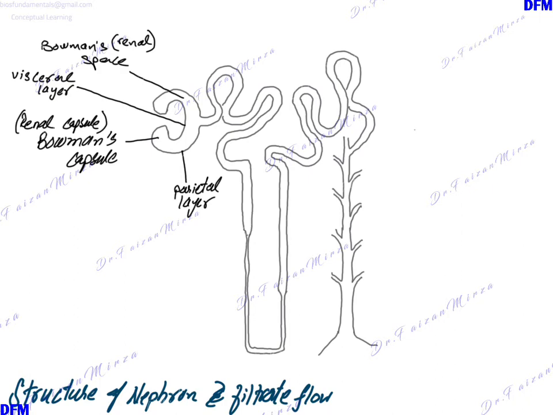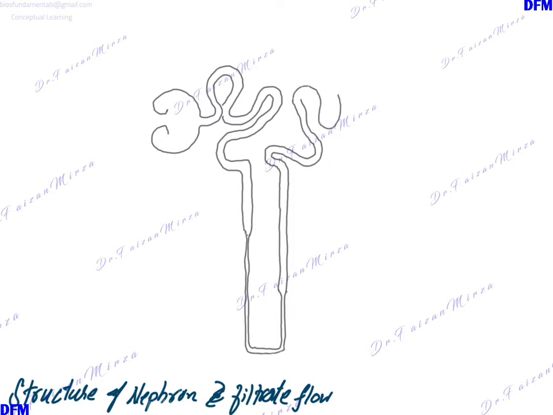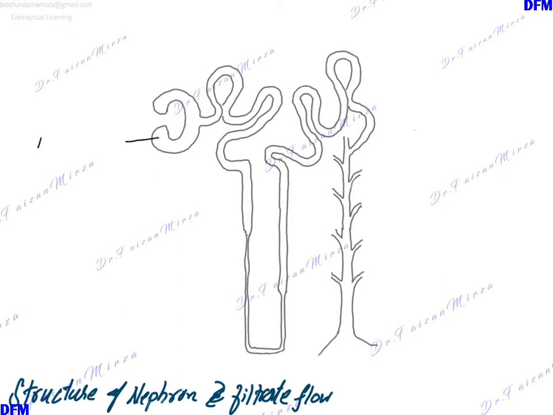So if we draw the structure of a nephron, this is how we see that the nephron has a cup-shaped structure, which is joined to a coiled tubule. The coiled tubule then straightens out into a loop. The loop bends and travels up again into the cortex. Again, the tubule coils up and finally joins with a collecting duct. So this is how a nephron is present.